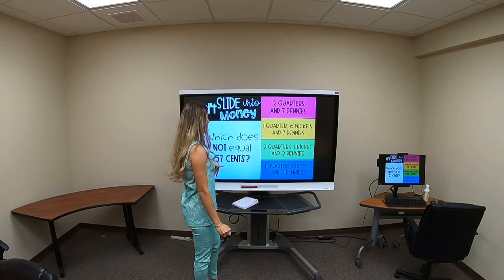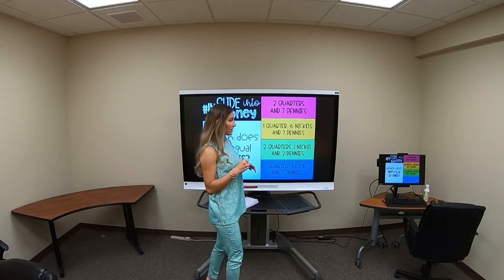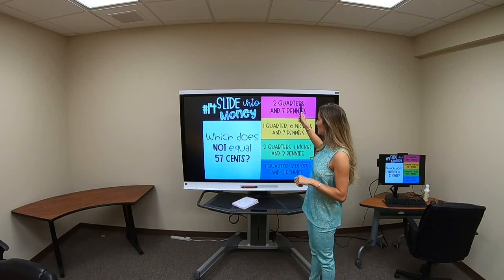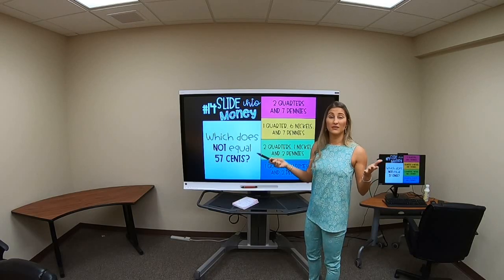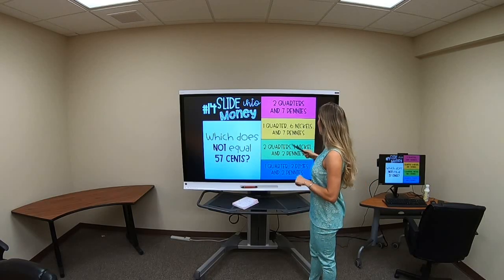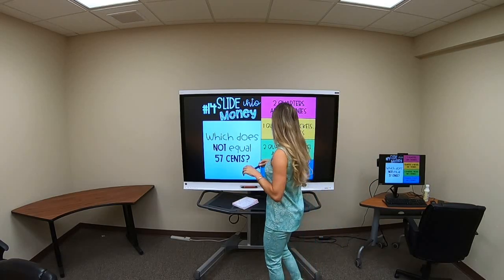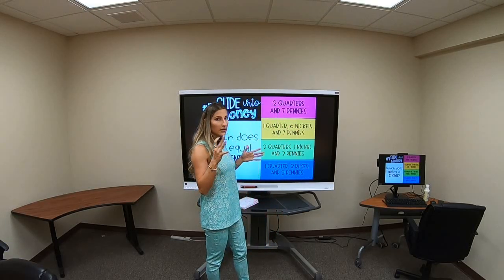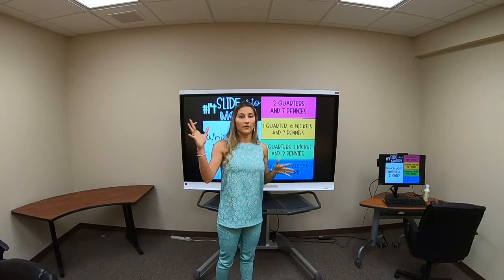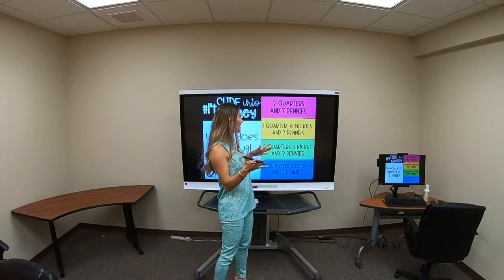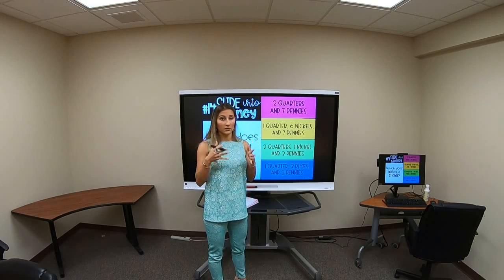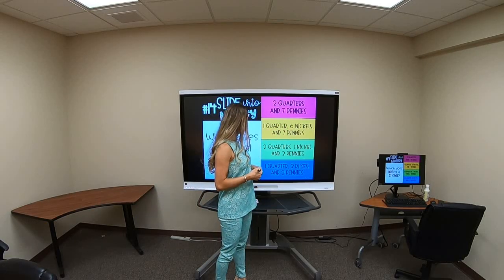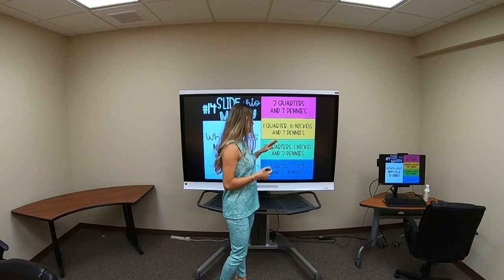Okay, which does not equal 57 cents. Okay, well, let's look at them. 2 quarters is 50 cents. Plus 7 pennies, that one's easy. It's 57. 50 plus 7. Okay, 1 quarter is 25 cents. Okay, 6 nickels. We can do 5 plus 5 plus 5, 6 times. Or if you're in your multiplication, we can do 6 times 5 is 30. So 30 plus a quarter would be 55. Okay, and then you add your 7 pennies.